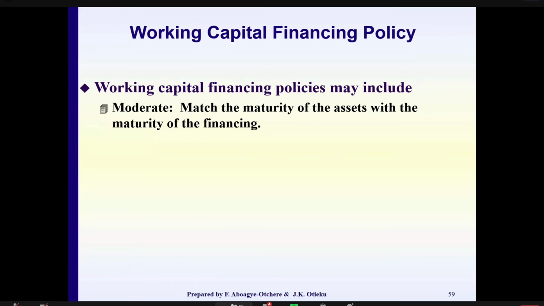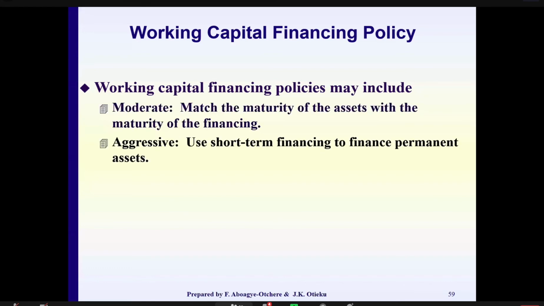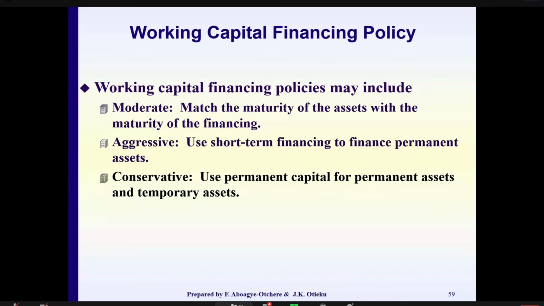Now, when we are looking at working capital capacity, there are three main policies that an entity may subscribe to. They could be moderate, aggressive, or conservative. If the entity is practicing a moderate working capital financing policy, it means they align the maturity of their assets with the maturity of the finance. That is to say, when the financing is due, the asset has matured and it's cash, so you can use that. We may refer to this as a perfect pitch. So that is the moderate.